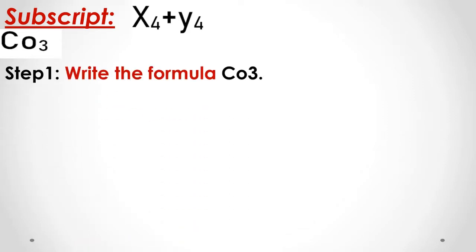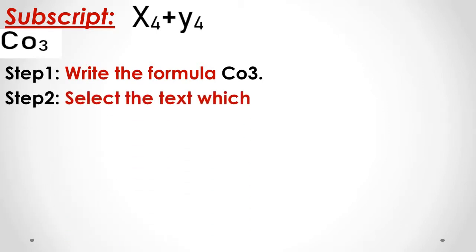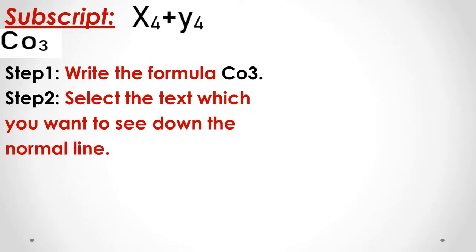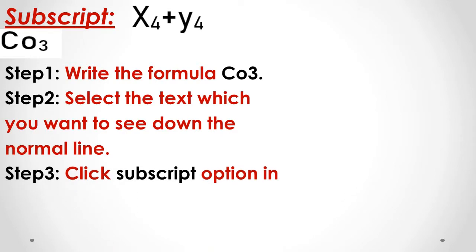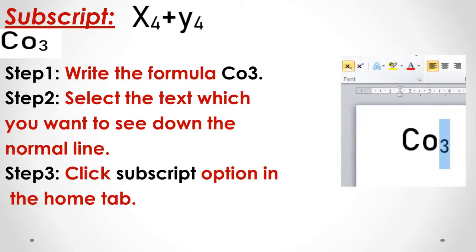First, write the formula as it is. Whatever the formula, write it in the same form, normally. Okay. Then you can give it a subscript or superscript. That's your wish. CO3. Okay. Now, select the text which you want to see below the normal line. Here, I want to see the number 3 down from the normal line. What is that? Normal line, right? Yes, right. Then, step 3, click the subscript option on the home page. In the font group only you will get it. See here, X down 2. This is known as a subscript. Click on that option, then the 3 will come down from the normal line.